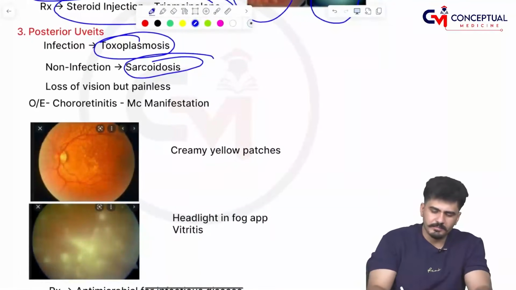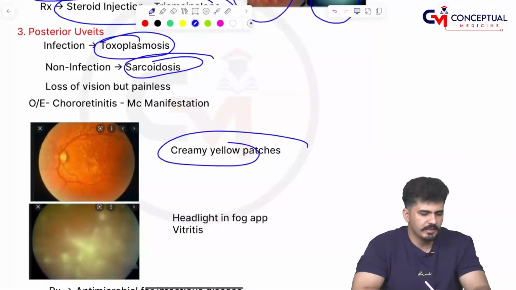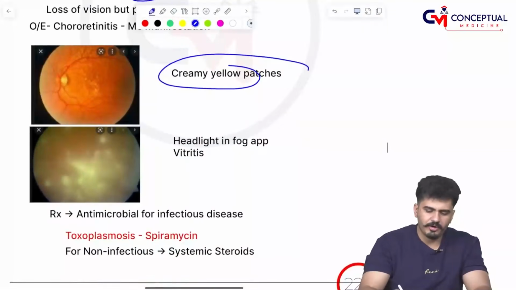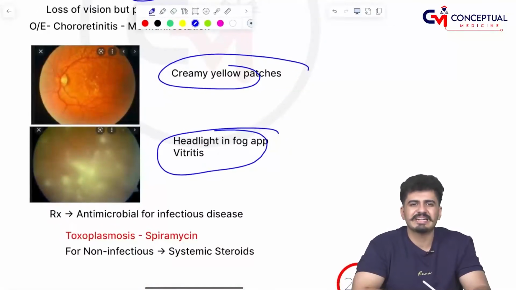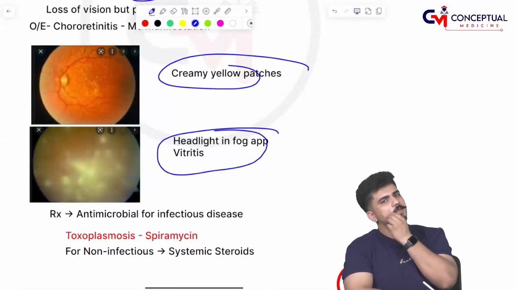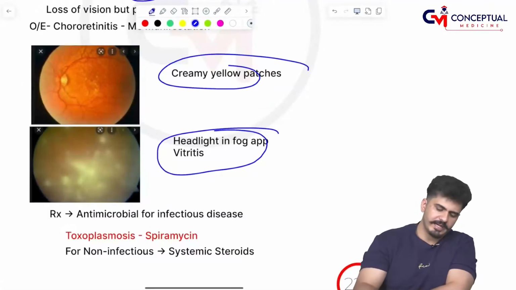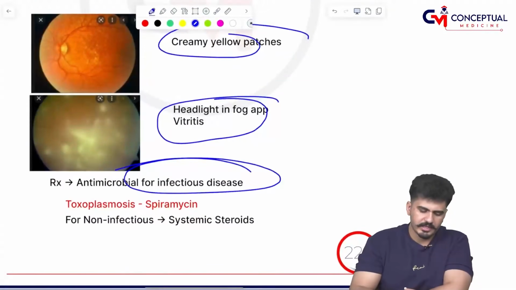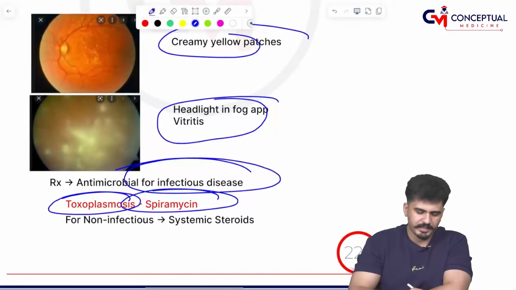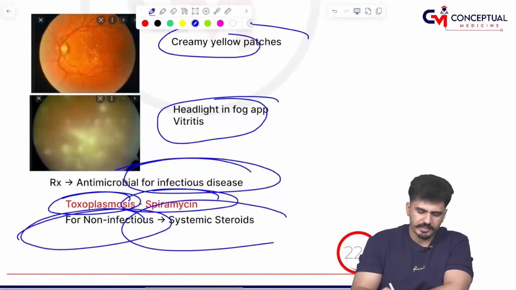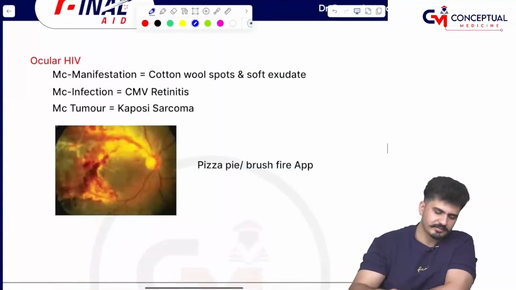Chorioretinitis, where you will see creamy yellow patches on the fundus. Headlight in fog appearance, which is associated with vitritis. If the vitreous is also involved in the uveitis, then you are also going to see the headlight in fog appearance, sir. Treatment: antimicrobial for the infectious causes, like toxoplasmosis, where we can give spiramycin. For non-infectious, we can go with a systemic steroid, my dear friends.